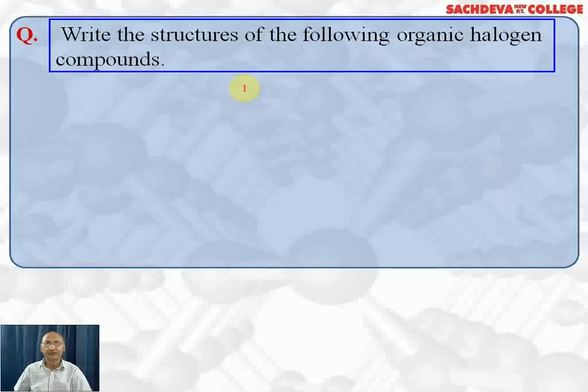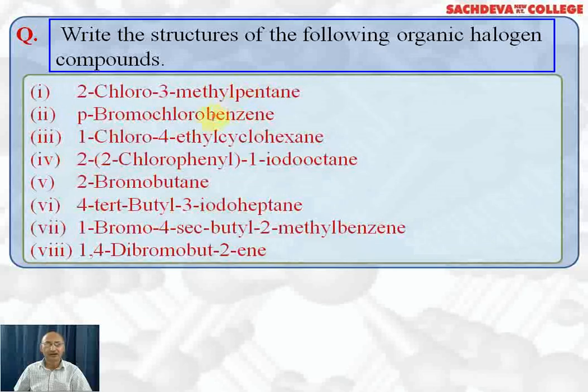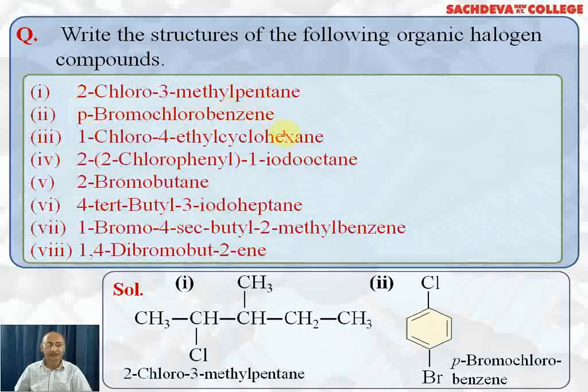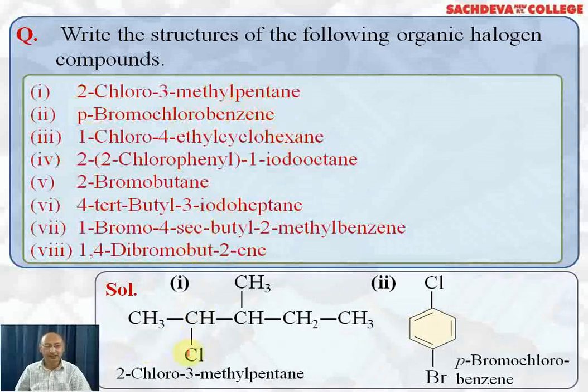Write the structure of the following organic halogen compounds. Here names are given and we have to write the structure. How to write? Let's take up one by one. The first one we want to take up is 2-chloro-3-methylpentane. First we write pentane, meaning write 5 carbon atoms in a straight chain: 1, 2, 3, 4, 5. And second carbon attached Cl, so it becomes 2-chloro.